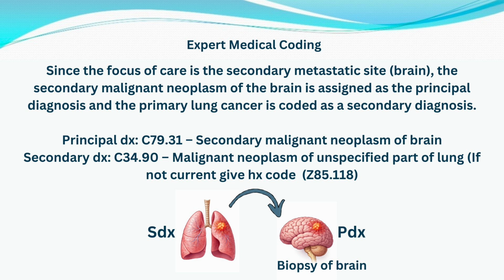So here the secondary diagnosis depends on whether the lung cancer is active or a past condition. If the lung cancer is still present, active or under treatment, assign a current lung cancer code, that is from the C34 category, and if the lung cancer has been completely eradicated, treated and is no longer active, assign a personal history of lung cancer code, that is Z85.118.